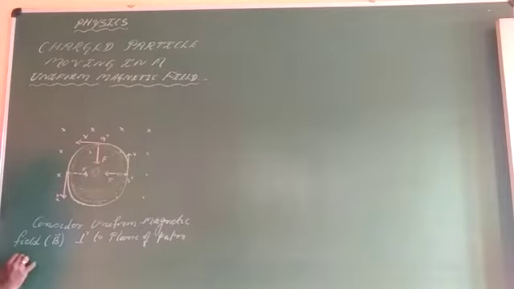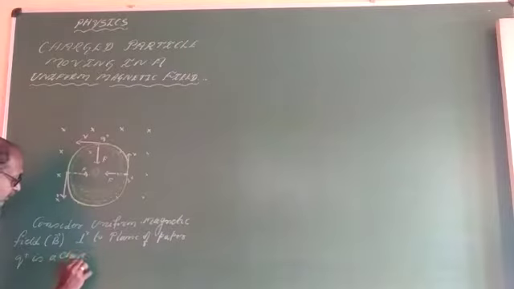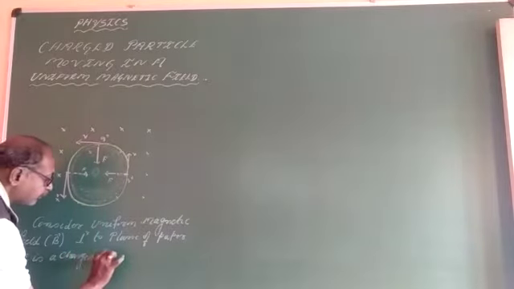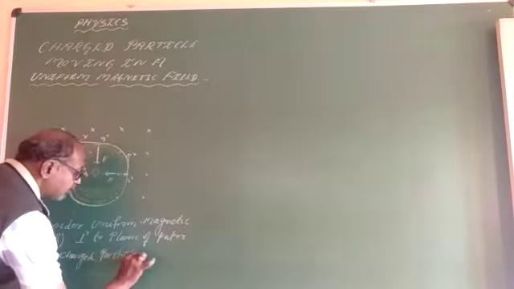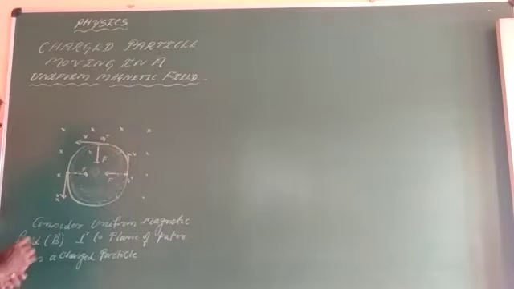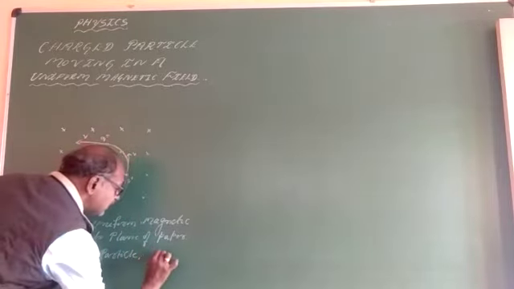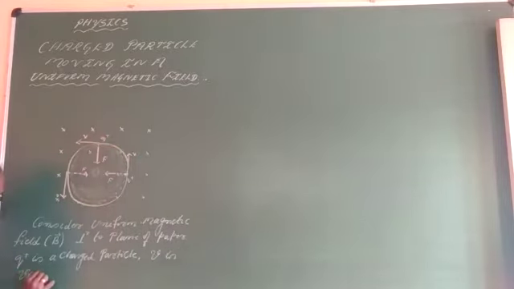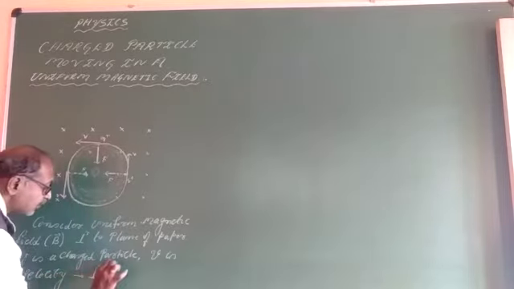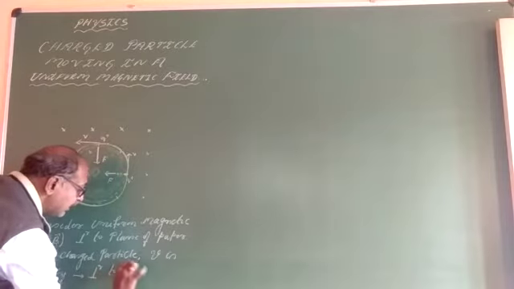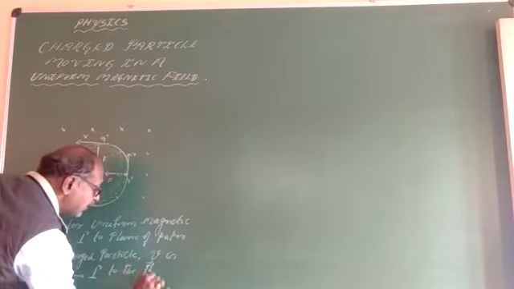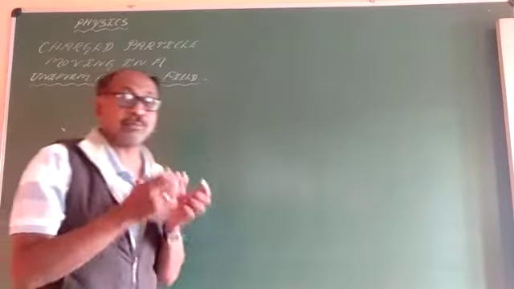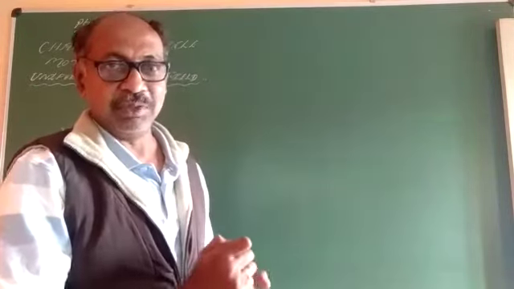Q plus is a charged particle introduced in it. V is the velocity, which is perpendicular to the magnetic field, that is termed B. It is perpendicular to the magnetic field B.